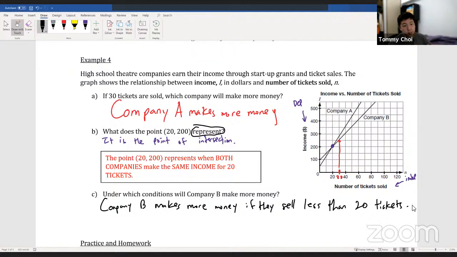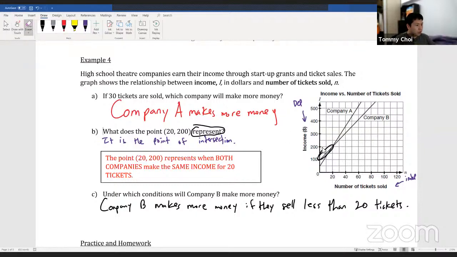Okay, that's what Mercel said. So he said company B makes more money if they sell less than 20 tickets. And let's look at that on the graph here, right? When it asks us when does company B make more money, we clearly want to see company B's line higher than company A's line. So when is company B's line higher? And company B's line is higher during this section.